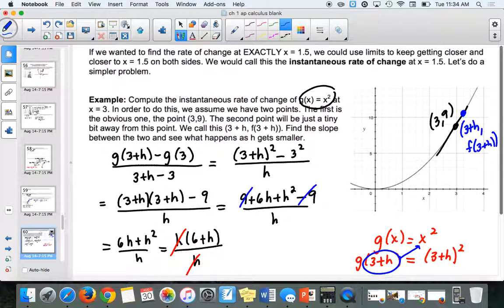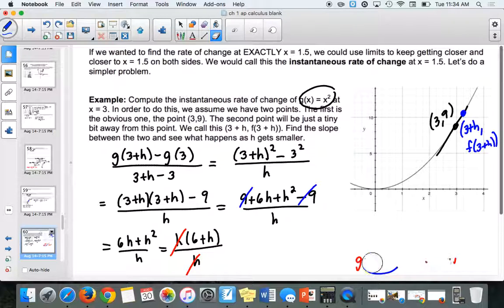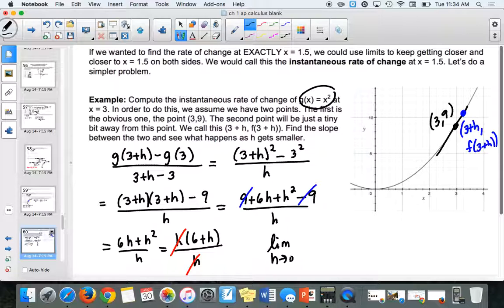All right, and then what we do at the very, very end is then we take the limit as h goes to 0. What would it be? 6. That's it. That's our slope. That's the slope of the tangent line at that x value. So it was at x equals 3. Just plug 0 in for each, right? Yeah, because see how we eliminated the 0 over 0 part? That's when we can take the limit.